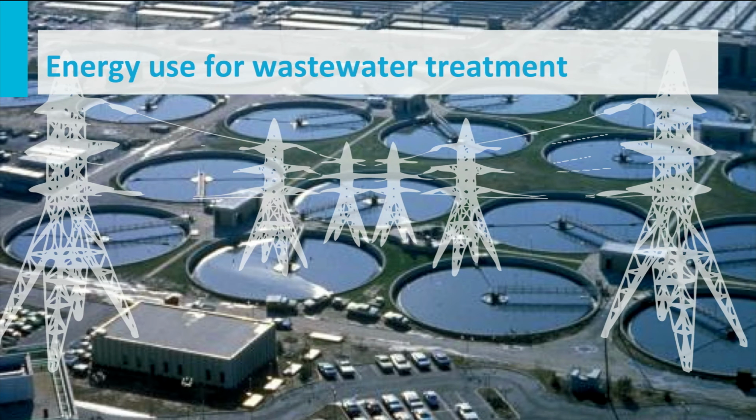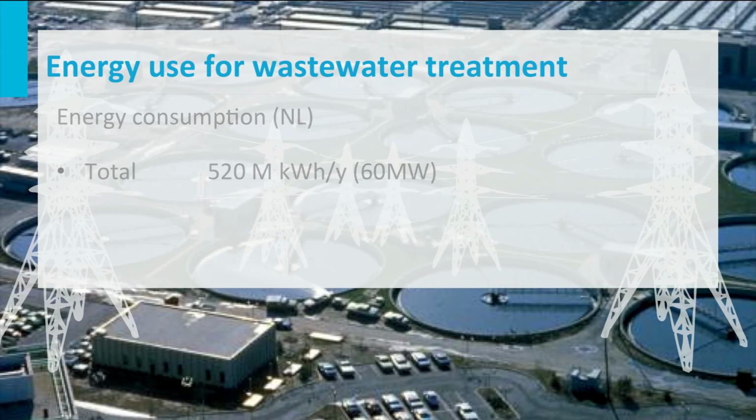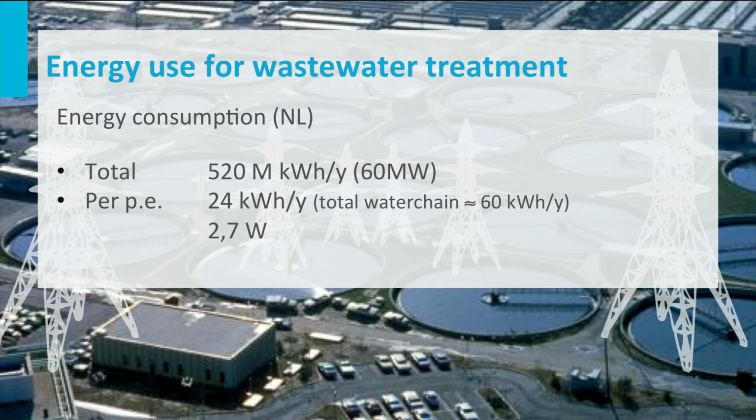Next to sludge disposal, energy consumption has a large impact on the operational costs. The total power demand for the sewage treatment in the Netherlands is about 60 megawatt, which is about 40% of the power demand of the entire water chain. Per population equivalent, this is about 24 kilowatt hour per year or about 2.7 watt. Per cubic meter of treated sewage, the energy requirement is 0.25 kilowatt hour. Although these numbers are low in value, energy is a limiting factor in many places of the world to install sewage treatment.